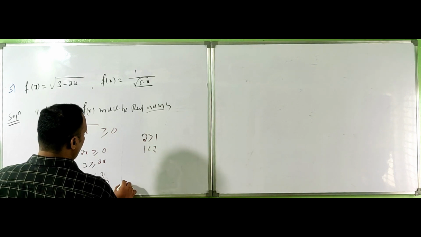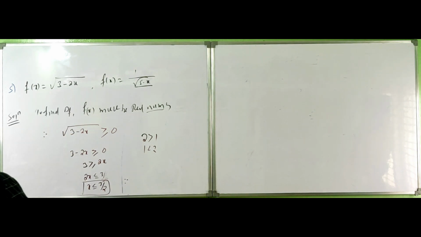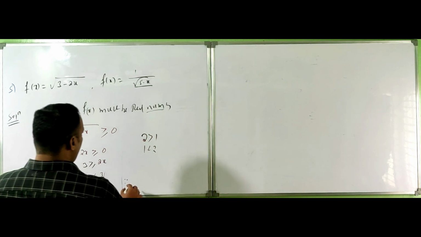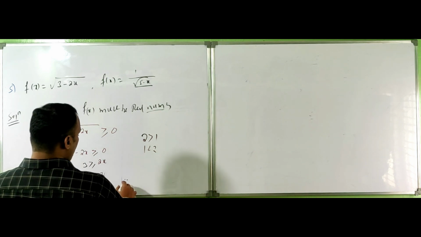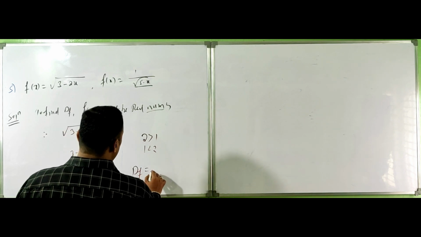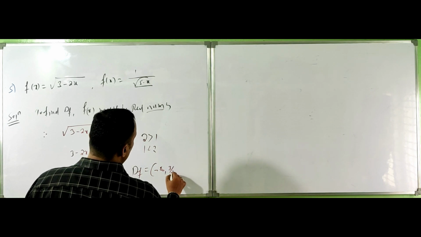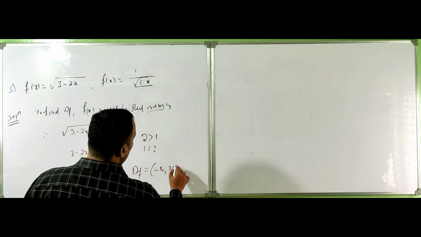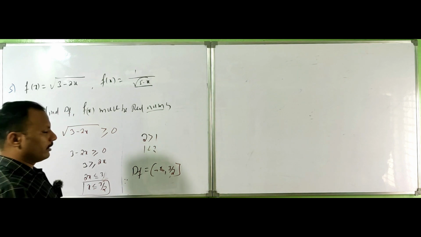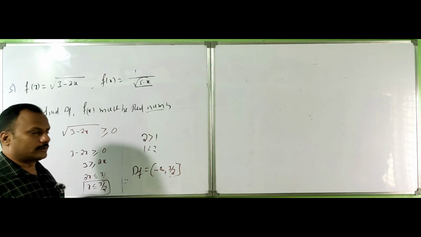Therefore, except these values, the function is valid only for x up to here. Therefore, domain of f is equal to minus infinity to 3 by 2. Equal is there, so I have to take the closed bracket. It means valid values are only these values, right?